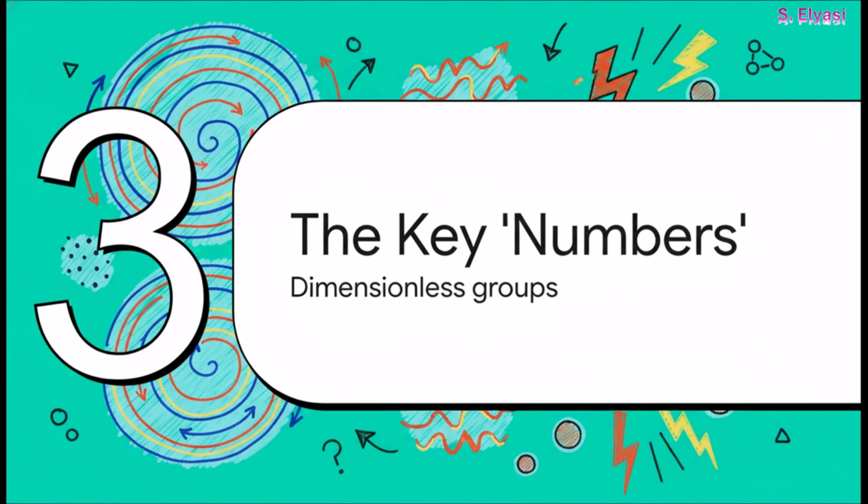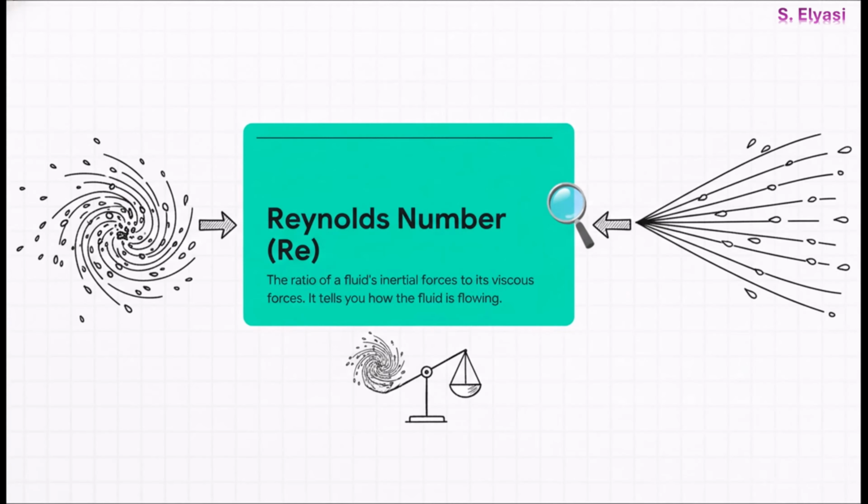The real magic here, the elegance of this whole approach, is in these three special dimensionless numbers. What they do is brilliant. They take a whole bunch of physical properties, like velocity, density, viscosity, you name it, and they bundle them together into these neat little packages that describe the physics of the situation, no matter what fluid you're using or how big your pipe is. First up, we've got the Reynolds number, or Re.